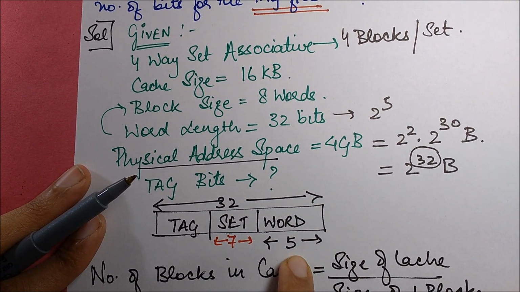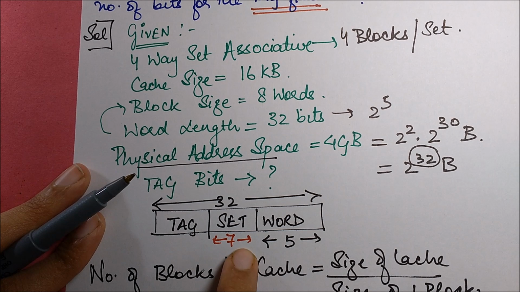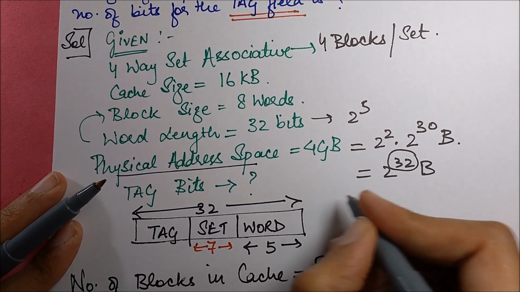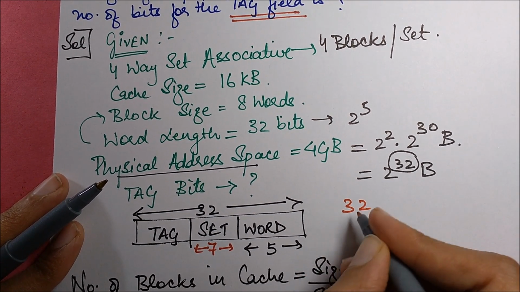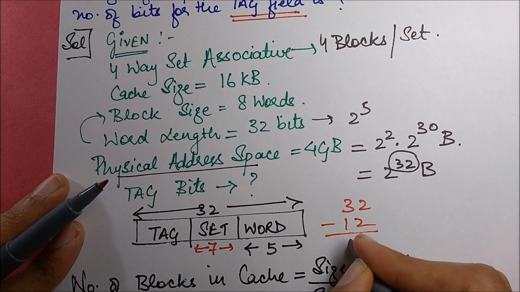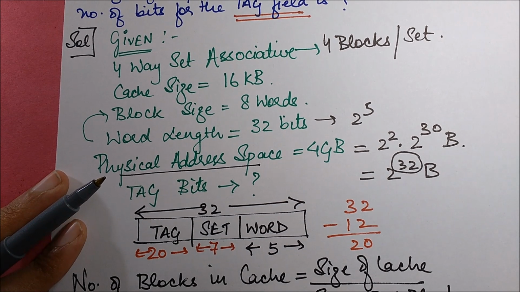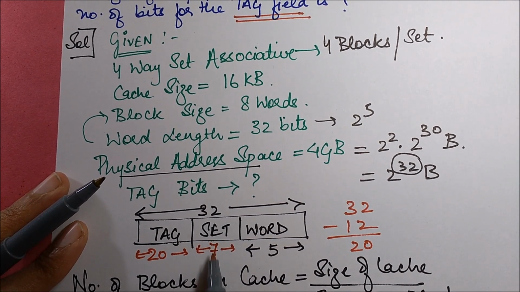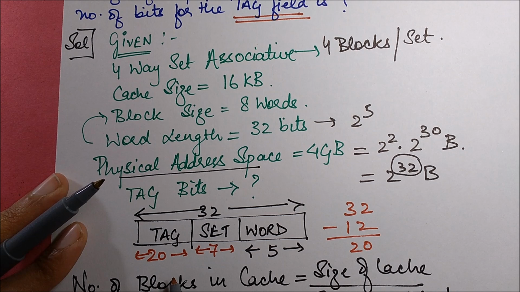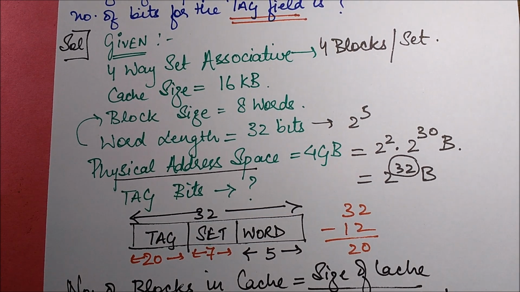So we have 7 over here, 5 over here. So how many tag bits do you get? 7 plus 5, 12. If you just subtract it from 32, you get 20. So there are 20 tag bits for this. Fine. So 5 word bits, set bits are 7, tag bits are 20. So that's all for this session, for this question of GATE 2014.